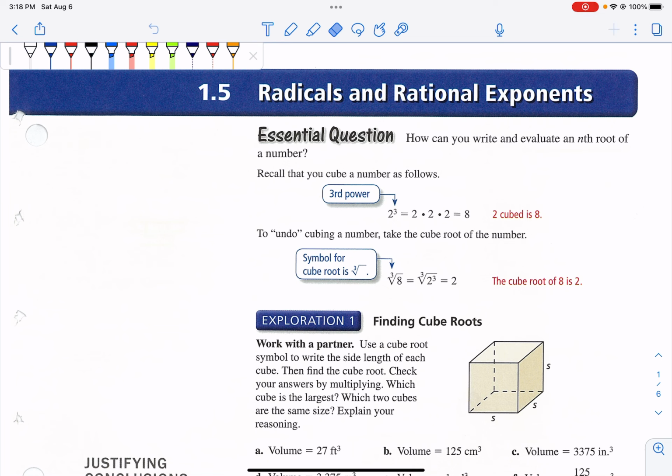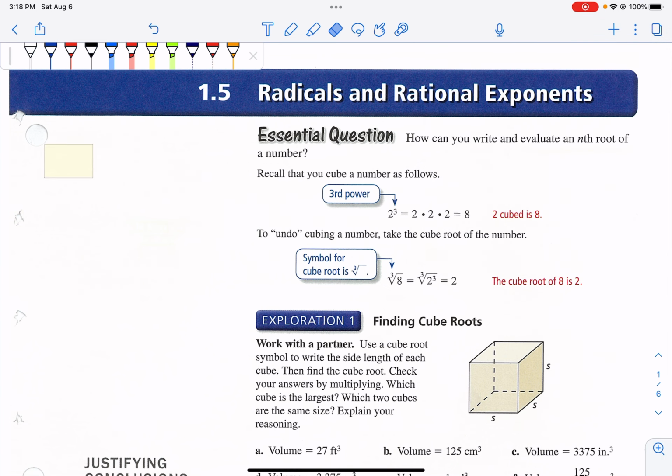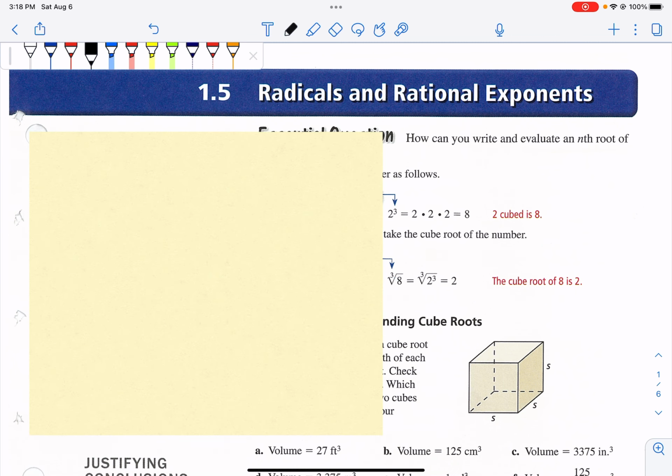So let me add a little sticky note here. What I want you to do is add the stuff I put in this sticky note to your notebook, all right? As we go through this lesson, the textbook assumes that you remember some stuff from last year, and I don't know if you remember that or not. So a couple of things that I want to address.